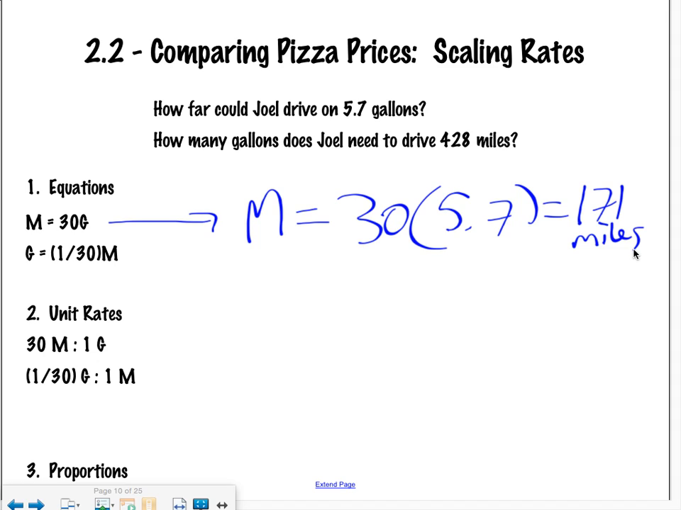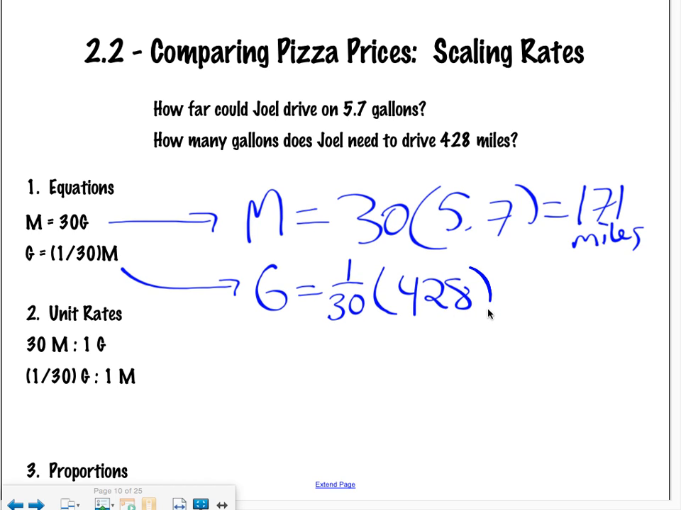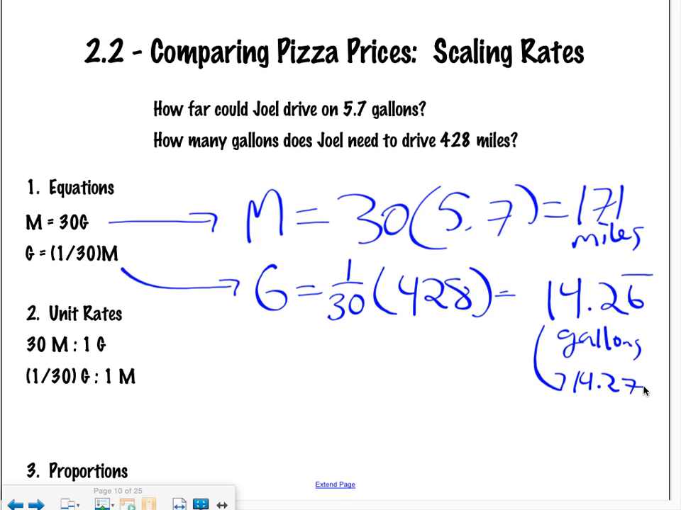Okay, so how many gallons does Joel need to drive 428 miles? Well, we can just plug that right into this equation here. So G, how many gallons does he need? Equals 1 over 30 times 428, which is M. And when you solve for that, you get 14.26 repeating gallons. So if you're rounding this, 14.27. Okay, so we can use these equations to answer questions.